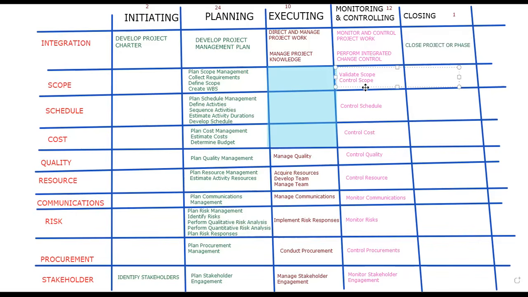1, 2, 3, 4, 5, 6, 7, 8, 9, 10, 11, 12. And 1 through 24. There are your 49 processes, my friends. Close project or phase. Like I said in the very beginning, you're either closing out a phase or the project as a whole. Those are the 49. Look at it, my friends.